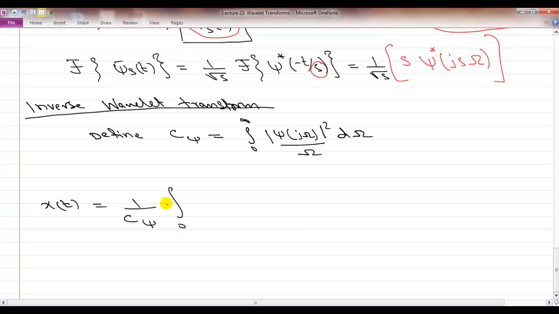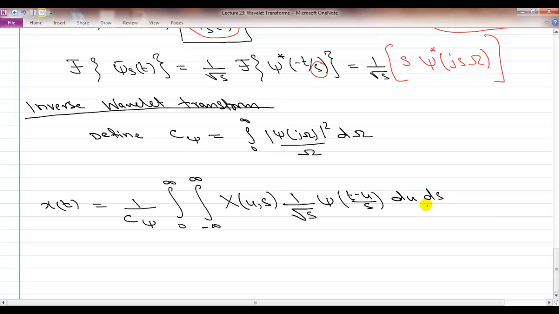Since your wavelet transform is two-dimensional, you do need to do integration over both the scale and the time shifts. This first integration is for the scale. The second integration is for the time shifts. You take your wavelet transform coefficients and you simply multiply them with your different time and scale shifted wavelets, psi of (t minus u) over s, du ds over s squared. Okay.